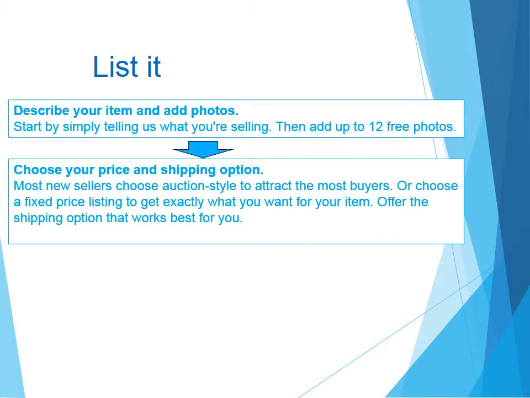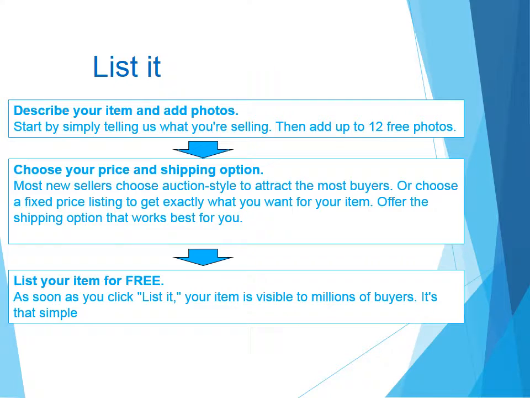About listing it, you first have to describe your item and add photos, of course in the language of the eBay platform. You can put up to 12 photos for free. And after, you have to choose the price and the shipping option.